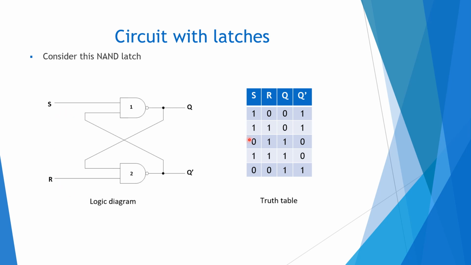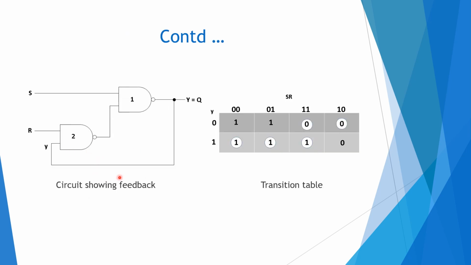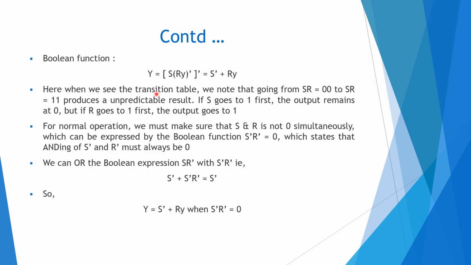Then we will get the expression for the NAND latch. So this is a circuit showing feedback here, and this is a transition table. These circled ones are the stable states. So when it is 0 0, there is a forbidden state here, that is both are 1. So we have to solve that. So this is a Boolean function. This we have expanded here, we have converted this equation to Y equals S bar plus RY.